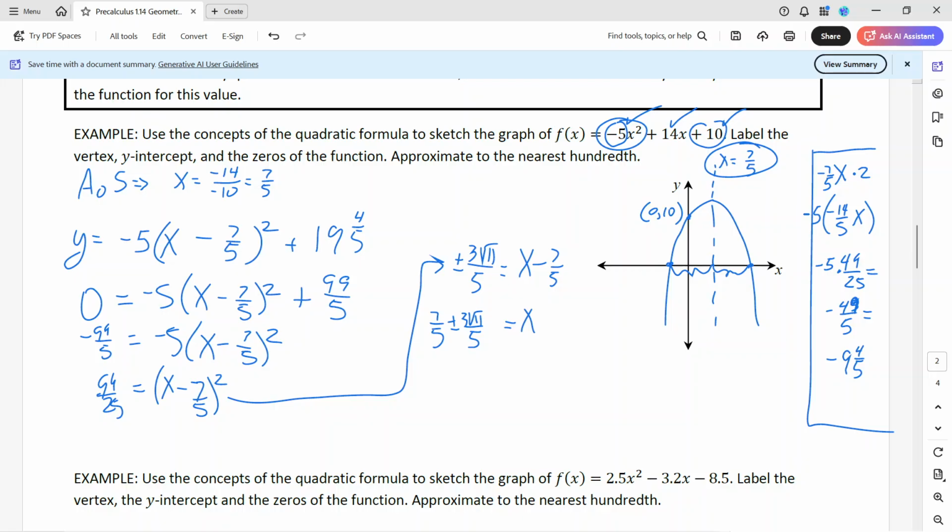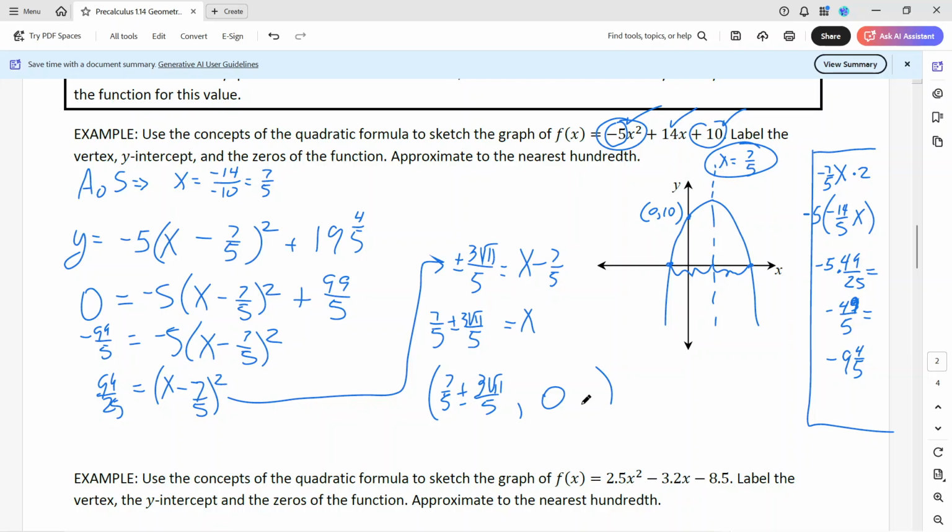So if I was going to talk about the zeros of the function, I could do it like that. If I wanted to, I could say it would be 7/5 plus or minus 3 square root of 11 over 5, 0. Those are the x value inputs that create a y value output of 0. So either one is fine, but notice that I can get all the information out of my equation just by doing a few simple things.